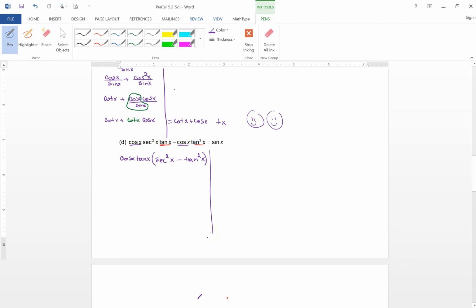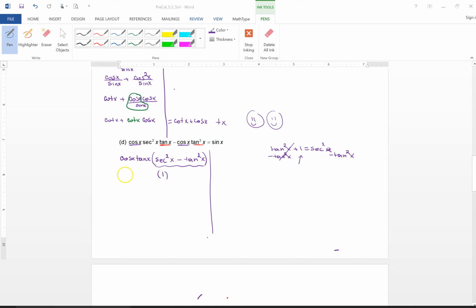Now, secant squared, tangent squared, that's an identity. And in fact, the identity is tangent squared x plus 1 equals secant squared x. So now, suppose I subtract a tangent squared x. I get secant squared x minus tangent squared x is equal to 1. So this whole thing is equal to 1.